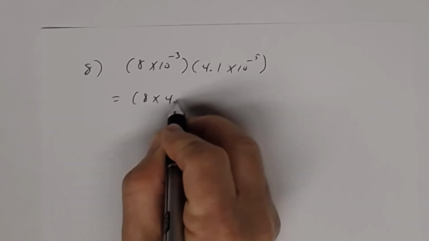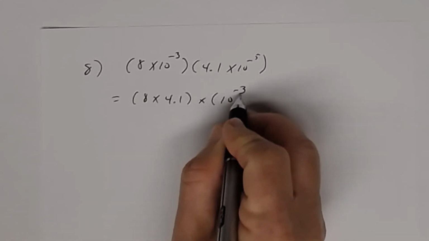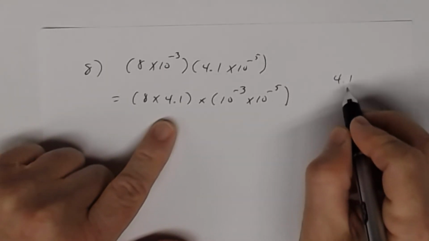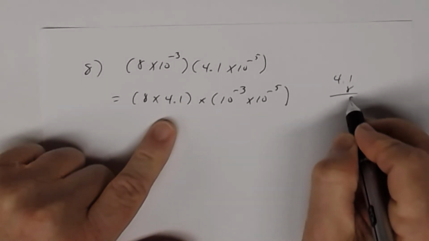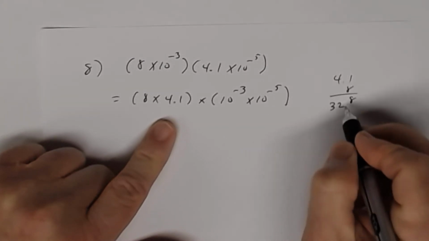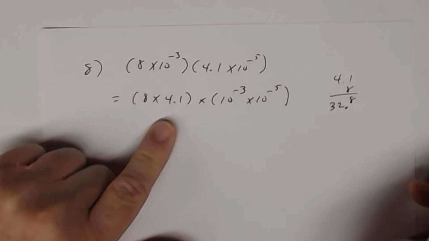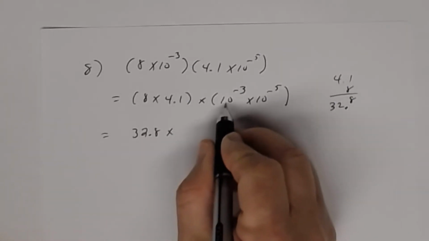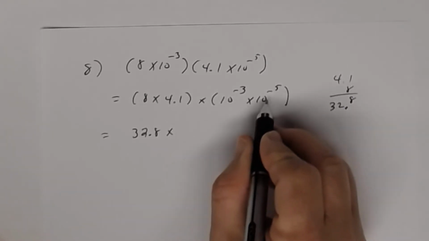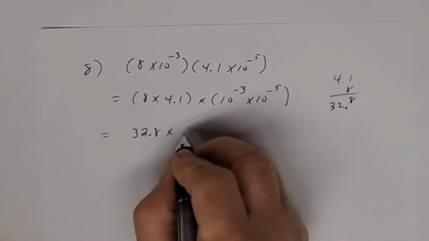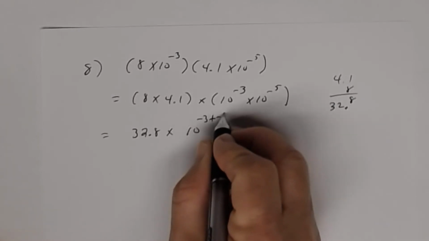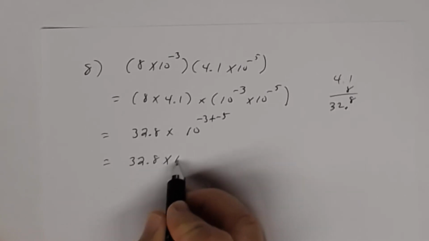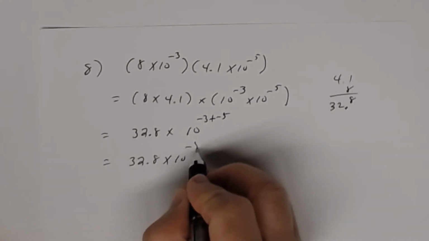So 8 times 4.1 times 10 to the negative third times 10 to the negative fifth. All right, 8 times 4.1, that's going to be 8 times 1 is 8, 8 times 4 is 32, 1 decimal place. I get 32.8. All right, so this becomes 32.8 times, and then again, product rule for exponents. When you multiply like bases, you add exponents. So that's 10 to the negative third plus a negative 5. And so I get 32.8 times 10 to the negative 8, since negative 3 and negative 5 is a negative 8.